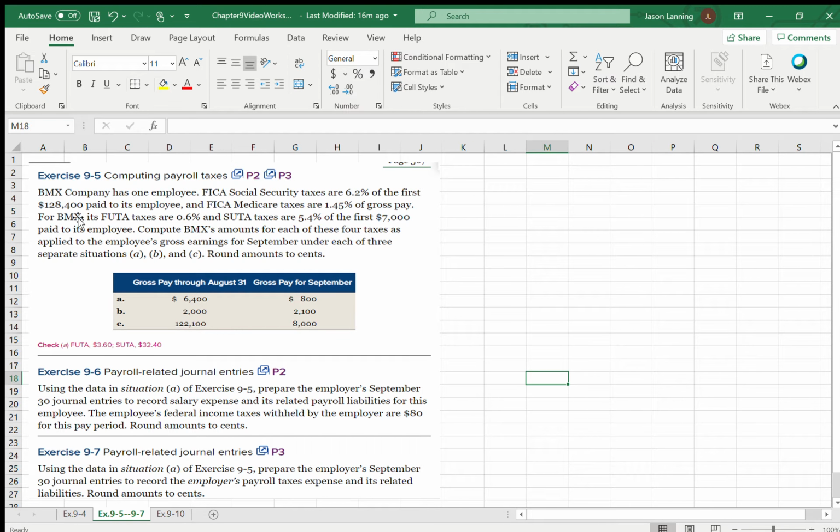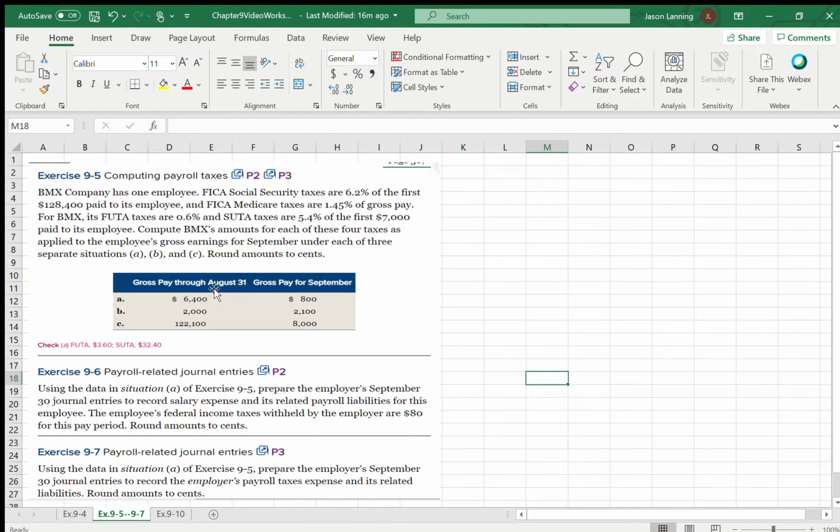For BMX, FUTA, or Federal Unemployment Tax, is 0.6%, and SUTA, which is the State Unemployment Tax Act, is 5.4% of the first $7,000 paid to employees. So once an employee earns $7,000, the employer no longer has to pay the federal and state unemployment taxes. We want to compute the amounts for each of these 4 taxes as applied to the employee's gross earnings for September under each of the 3 separate situations, A, B, and C.